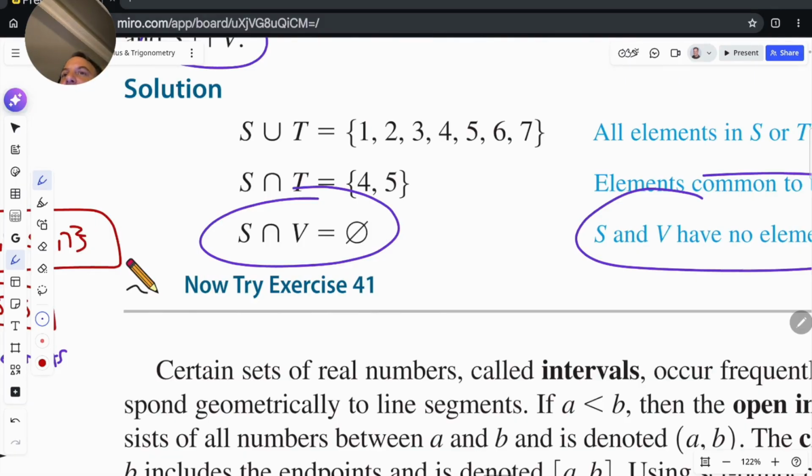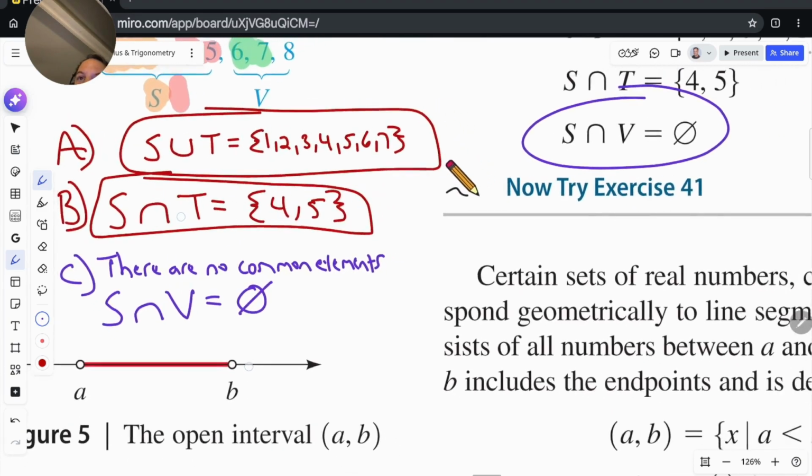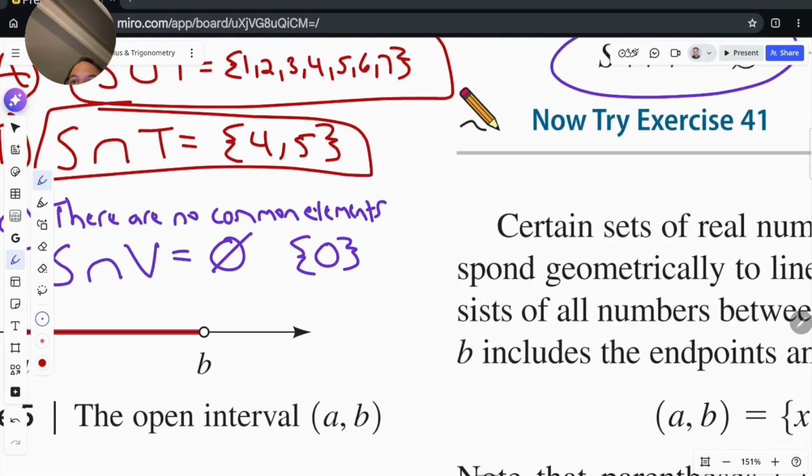Now keep in mind that the empty set with the slash through the 0 is not the same as 0 in a brace set. The empty set has no elements. Now the set {0} has exactly one element, the number 0, right? So this distinction matters when you encounter empty intersections.